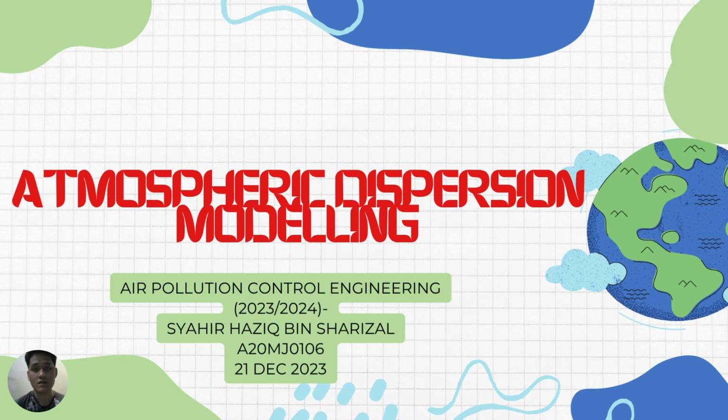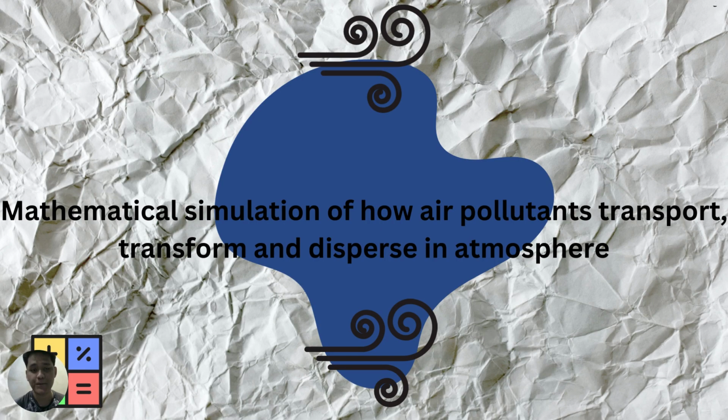In today's class of SMJC4513 Atmosphere Pollution Control and Engineering, I'll be presenting about atmospheric dispersion modeling. Before going on with the subtopics in this chapter, I will describe the definition that I found for this topic. The first definition is that atmospheric dispersion modeling is a mathematical simulation of how air pollutants transport, transfer, and disperse in the atmosphere.